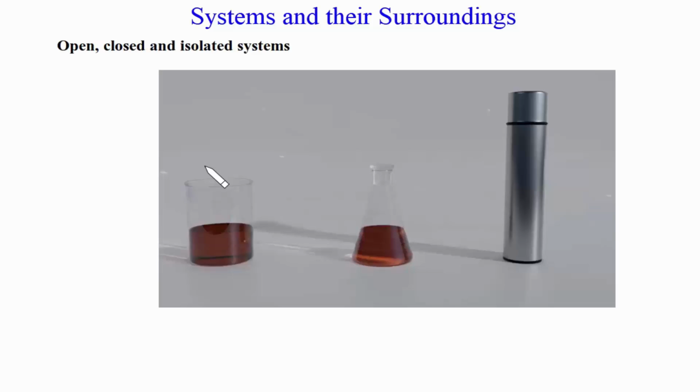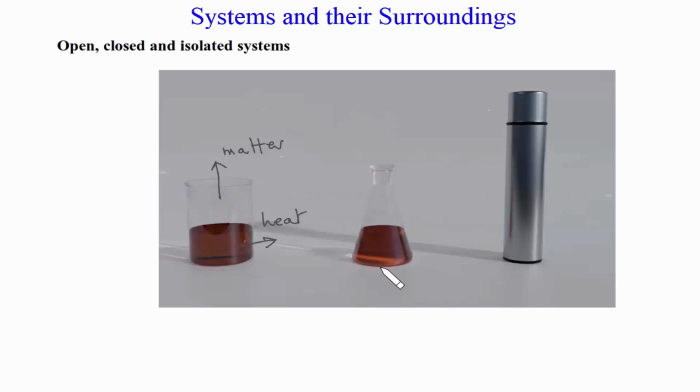Here's a picture. In this picture we have an open beaker, a closed flask, it's supposed to have a stopper at the top, and a vacuum flask. These are supposed to illustrate open, closed, and isolated systems. Let's take the first one. We have a liquid inside, and supposing the liquid is hot, then energy will escape, heat will escape. That's heat. And because it's open at the top, matter will also escape. Liquid will be evaporating.